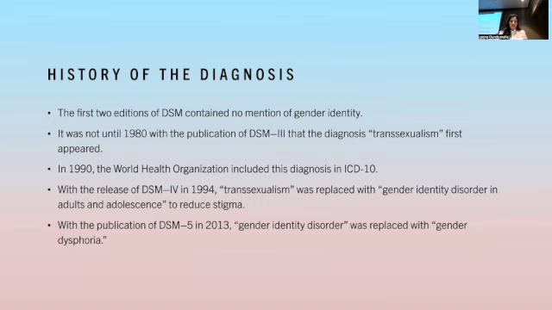So the first two editions of the DSM did not mention gender identity. In 1980, with the DSM-3, the diagnosis transsexualism first appeared. In 1990, the World Health Organization included this in the ICD-10. With the DSM-4 in 1994, transsexualism was replaced with gender identity disorder in adults and adolescents to reduce stigma. And with the DSM-5 in 2013, gender identity disorder was replaced with gender dysphoria.